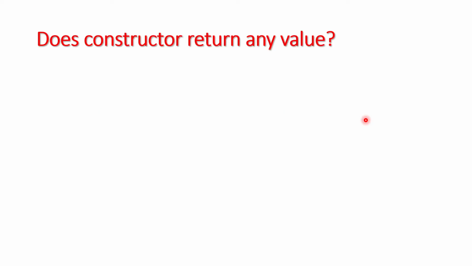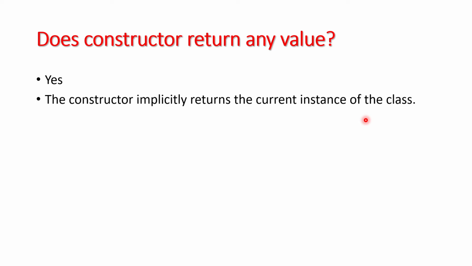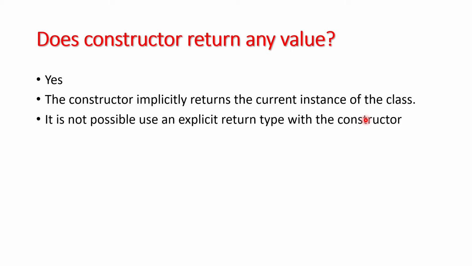So the first question they may ask you: does a constructor return any value, right? As a developer, you should say yes. Why? Because the constructor implicitly returns the current instance of the class. Okay, it automatically returns an instance. We do not have the return type, but it returns the instance of the class implicitly, not explicitly, right? So it is not possible to use an explicit return type with a constructor.